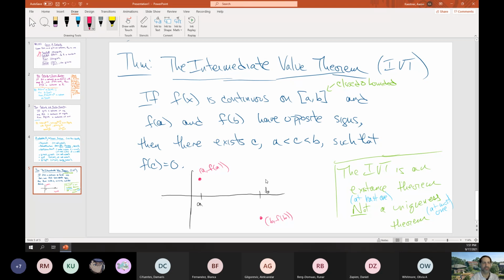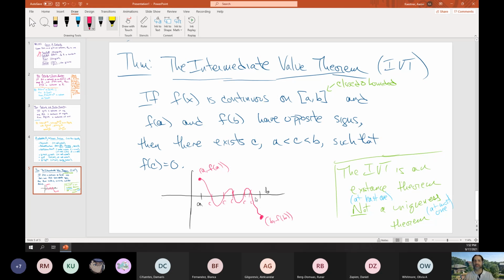Now, when I go back to my picture here, if I want to play connect the dots, draw a continuous function that has those two values of opposite signs, there's nothing that prevents me from drawing a function that looks like that, right? That's a perfectly well-defined function as long as it connects the dots. But then it has 1, 2, 3, 4, 5 different places that it crosses the x-axis. In other words, 5 values of c between a and b that all satisfy the intermediate value theorem.